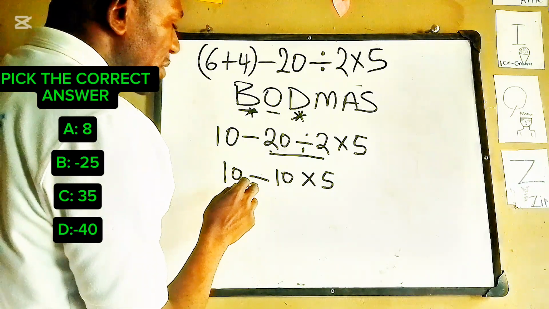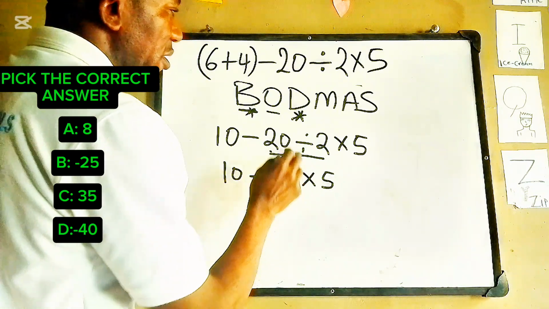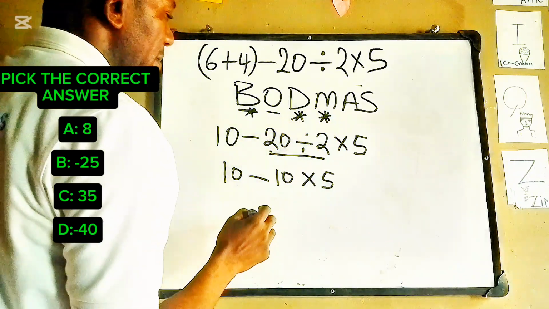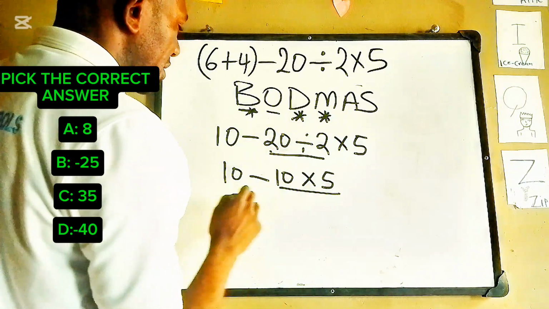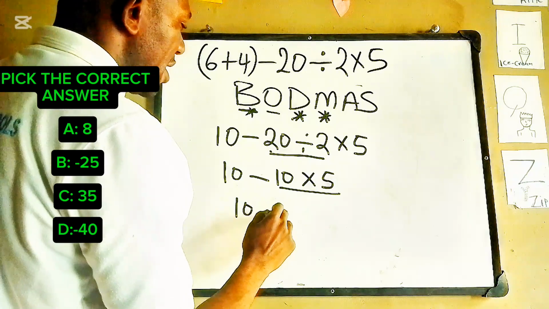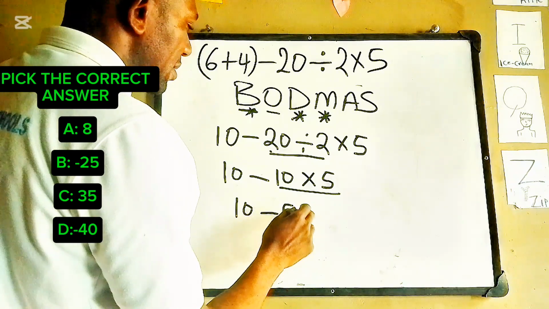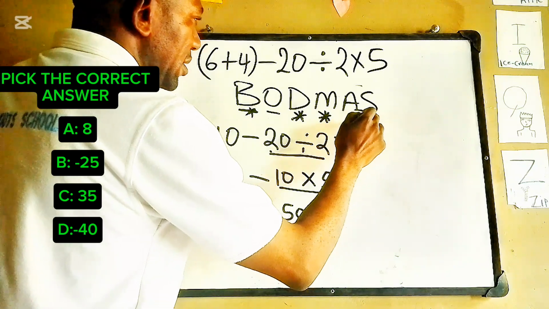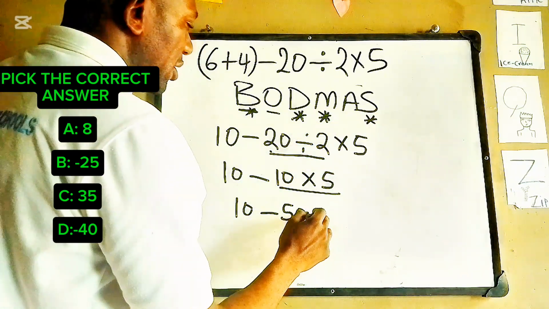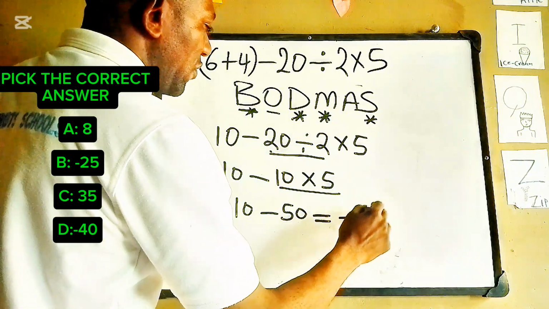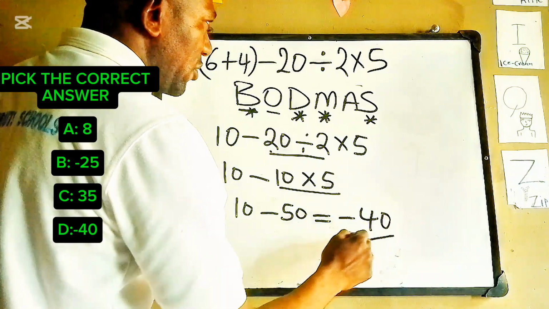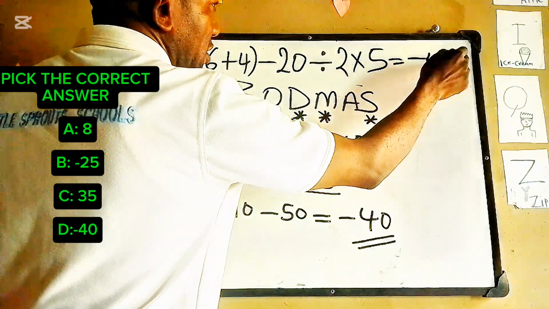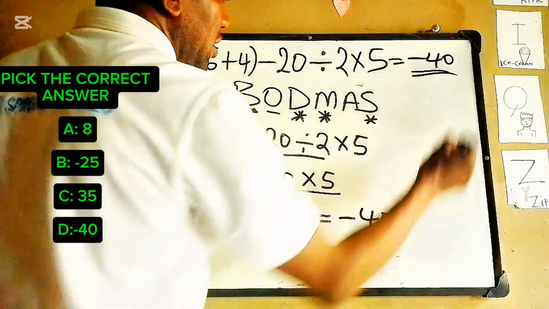Now we have subtraction and multiplication. The next is multiplication. Okay? So you multiply this. 10 minus 50. So finally you subtract. Subtraction, which is equal to minus 40 as the correct answer.